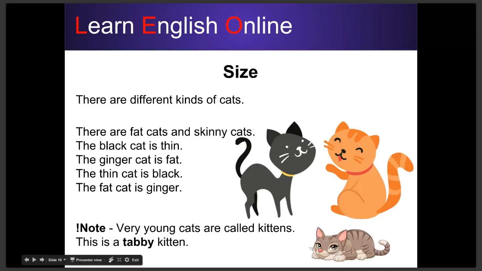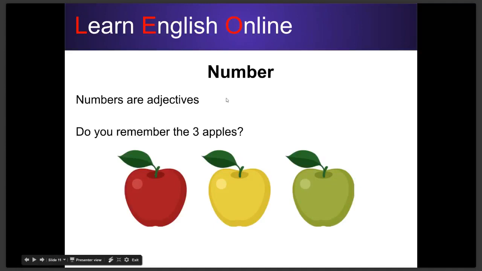Okay? Lots of ways to describe everything, actually, not just cats and dogs. Everything around you can be described. Numbers are adjectives. We've seen numbers. Did you know they were adjectives? You know some adjectives already.